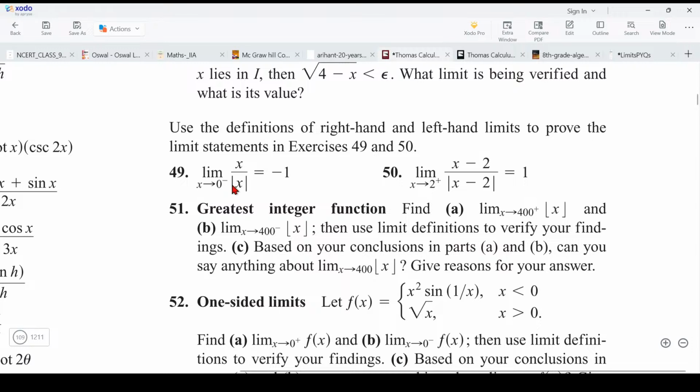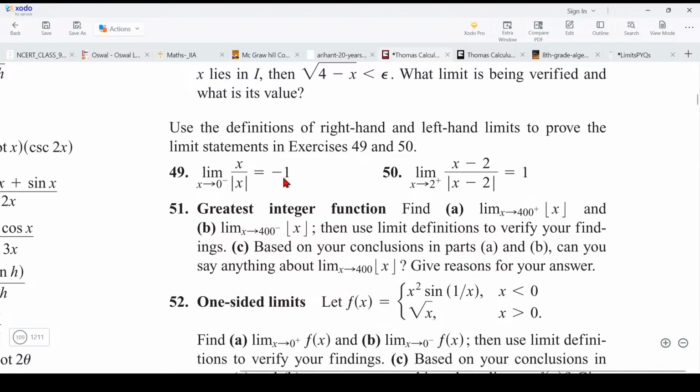That means x is a negative number, right? Whatever is slightly lesser than 0, but still x is a negative number. If x is a negative number, what will mod x become? Positive. It is positive, but is it x or is it minus x? What is mod x when x is less than 0? Minus x, right? So this x and that minus x will get cancelled. We will be left with -1.